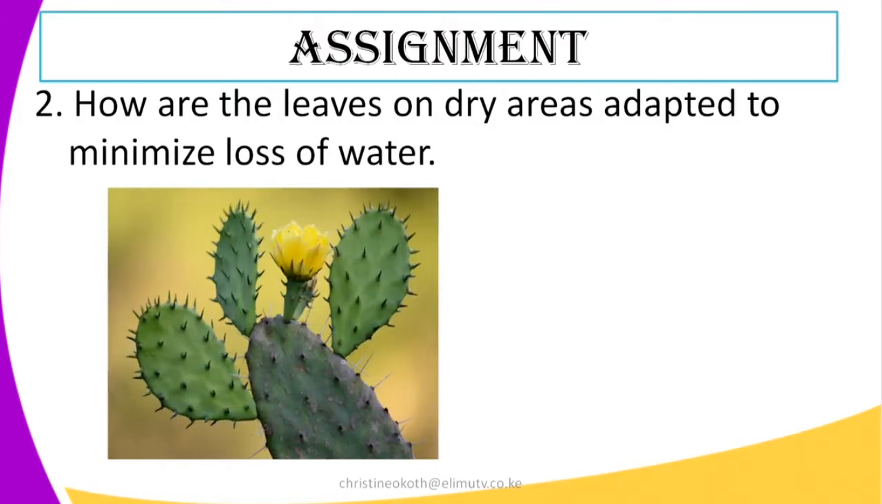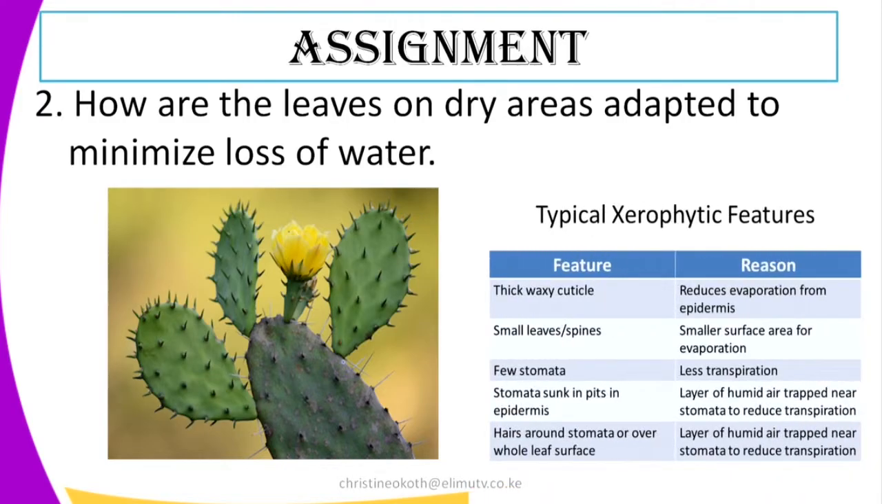So these plants which are found in dry areas, they are called xerophytes. For example, we have a cactus here. You can look at the structure of a cactus and you can try to see what are some of the things or how the plant is adapted to minimize the loss of water. So this is how it's adapted. For example, you look at the features and you look at the reason why it is made in that way.